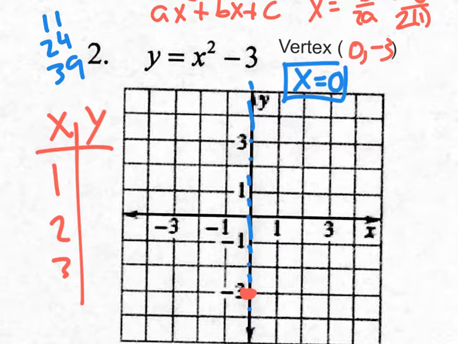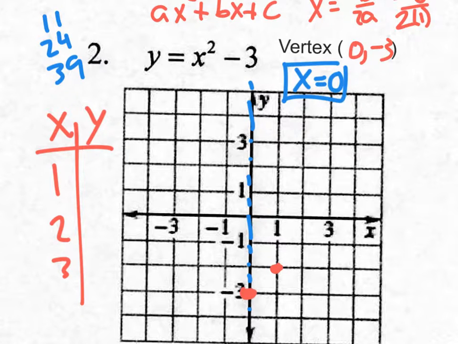So from the vertex, you could go 1 out, 1 up. How do I know I'm going 1 out, 1 up instead of 1 out, 1 down? Well, the a value is positive 1. Remember, if it's positive, it opens up. If it's negative, it opens down. So again, I want to go 1 out, 1 up. That'll give me that coordinate right there.